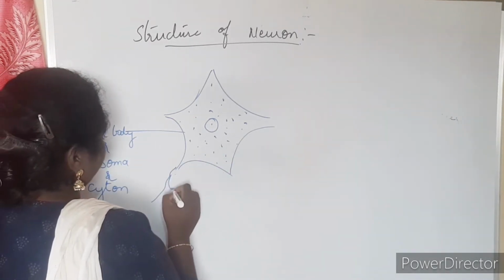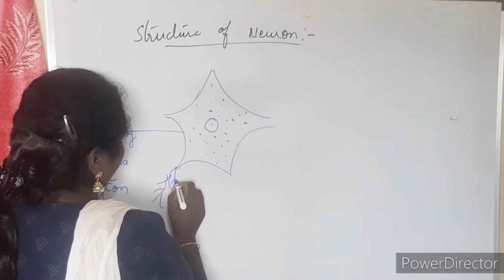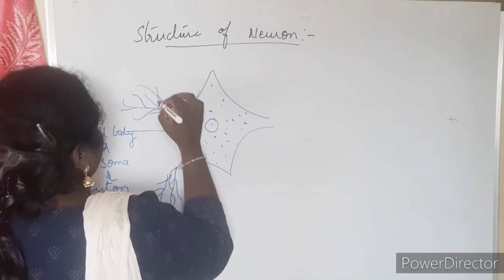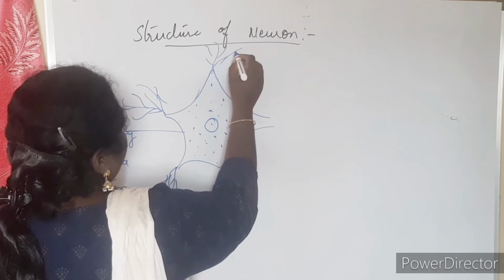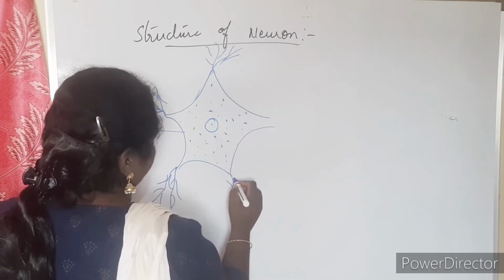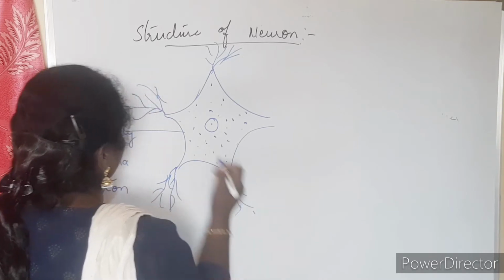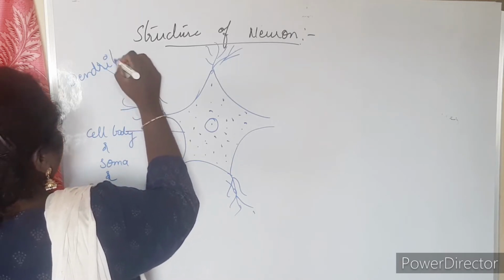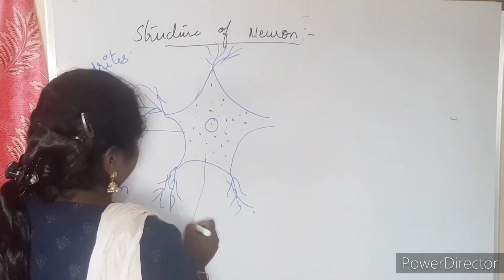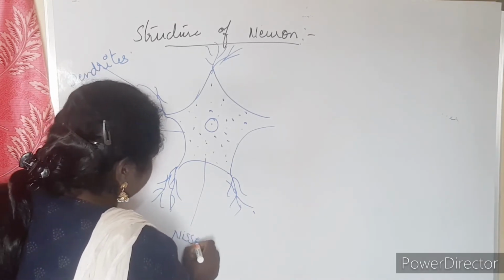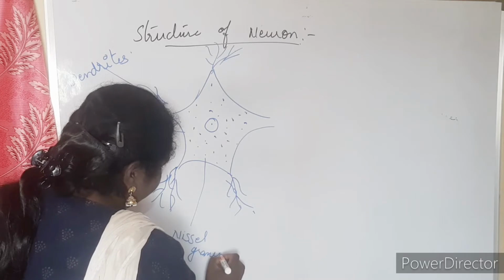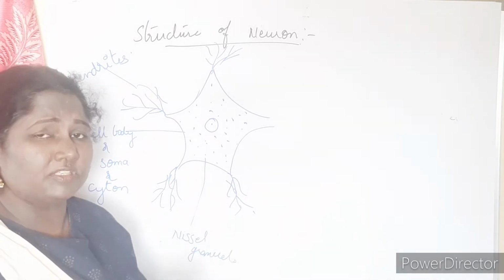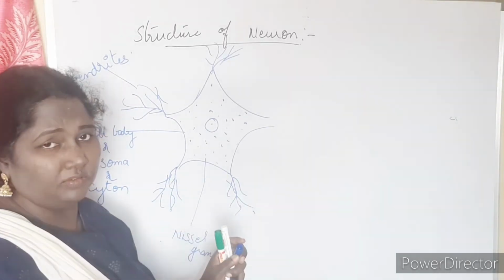Small projections are there, branched structures, and these structures are called dendrites. One of the dendrites is very long, it forms an axon. So all these branched structures are called dendrites. And in between the nucleus is there, the granules are nothing but the Nissl granules. So what is the work of these Nissl granules? What is the function of dendrites? We will see later. First in this video we will just see the structure of the neuron.